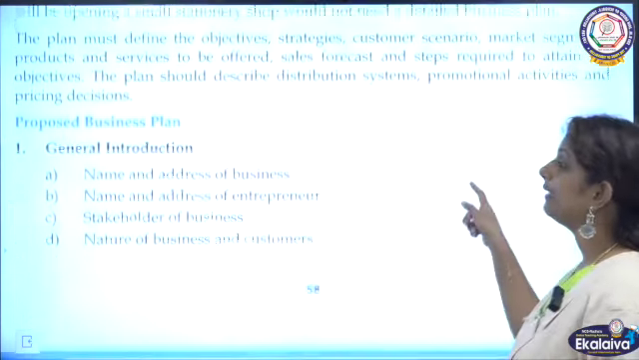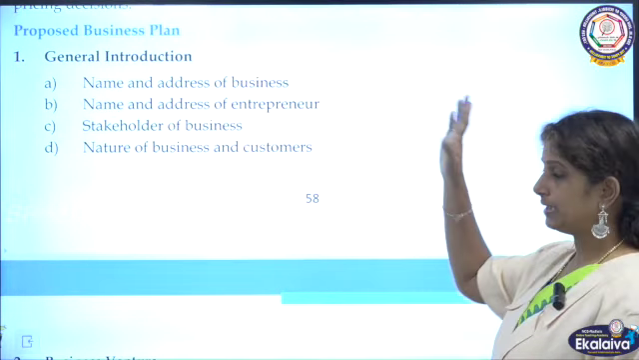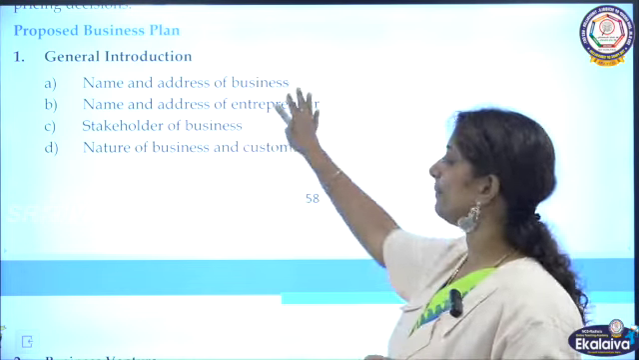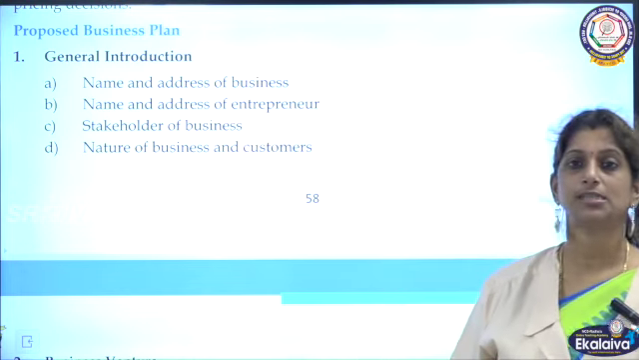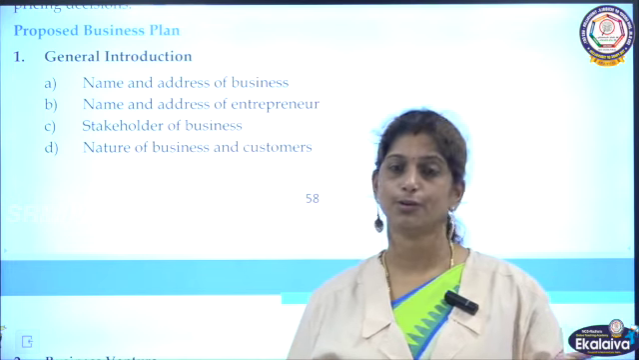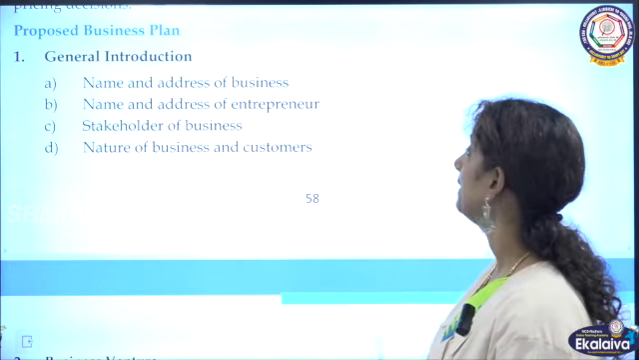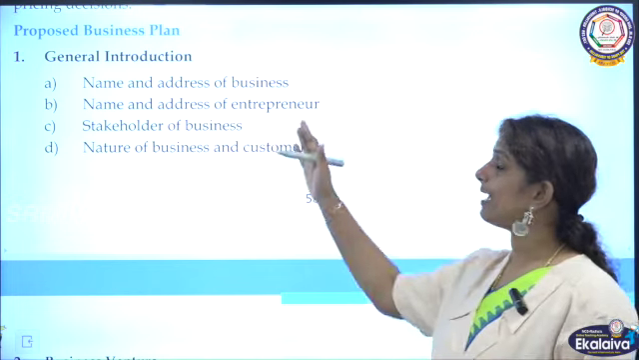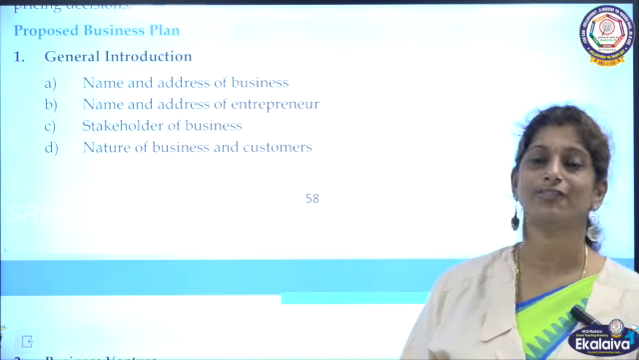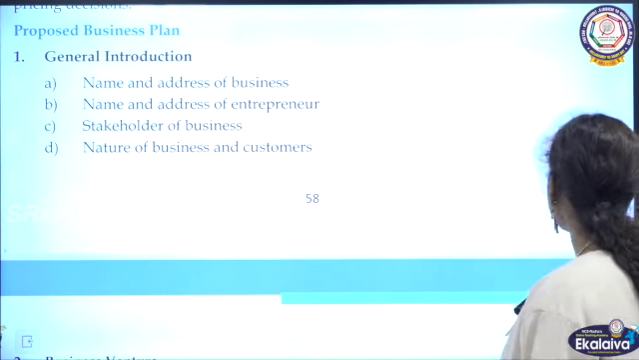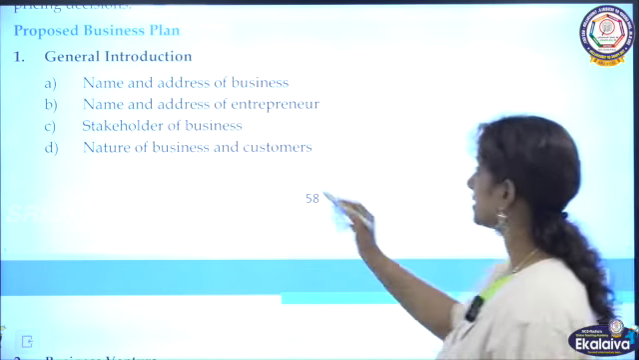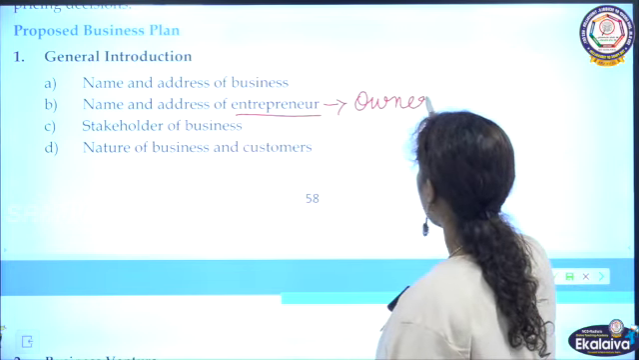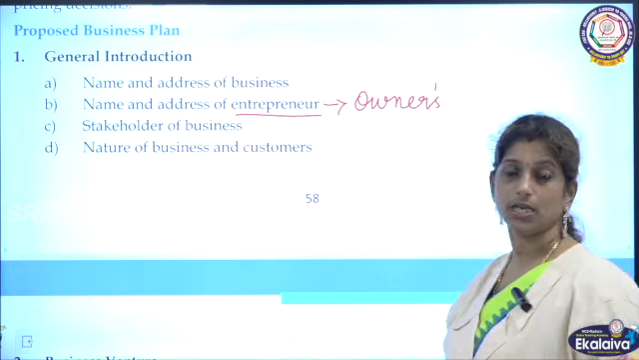Okay, so first thing about the proposed business plan is that it should first include the name and address of the business. So what the business name is, it could be X & Co, Y & Co, Y Limited, whatever it is, that has to be mentioned along with the address of the business, and then the name and address of the entrepreneur. So the owner of the business. An entrepreneur is a person who is the owner of the business, right? So the owner's name and address should be given, right?